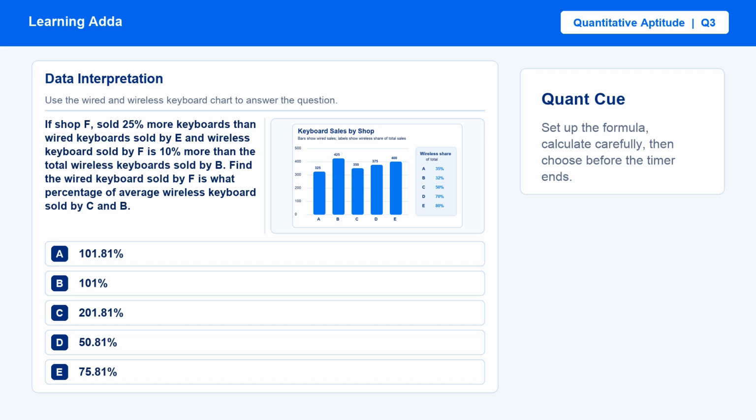Question 3. If shop F sold 25% more keyboards than wired keyboards sold by E, and wireless keyboards sold by F is 10% more than the total wireless keyboards sold by B, find the wired keyboards sold by F is what percentage of the average wireless keyboards sold by C and B. Option A, 101.81%. Option B, 101%. Option C, 201.81%. Option D, 50.81%. Option E, 75.81%. The timer starts now.